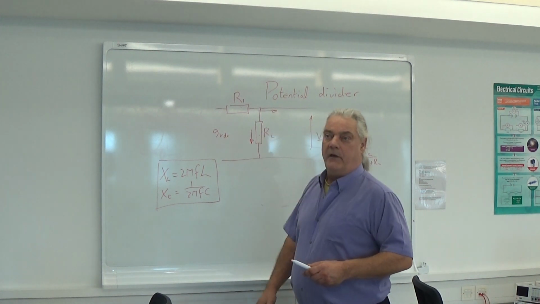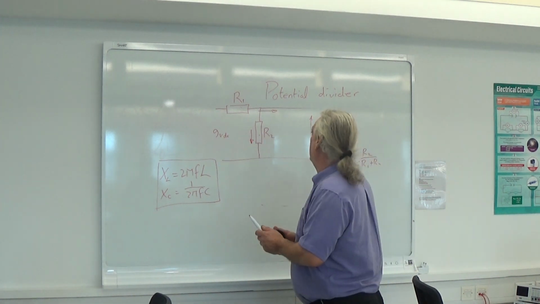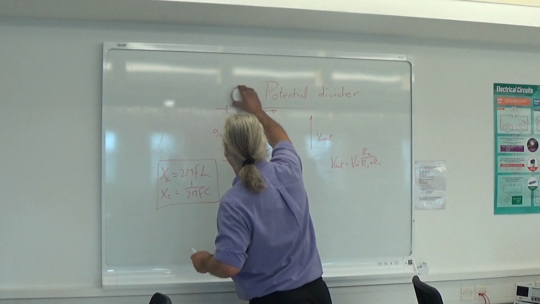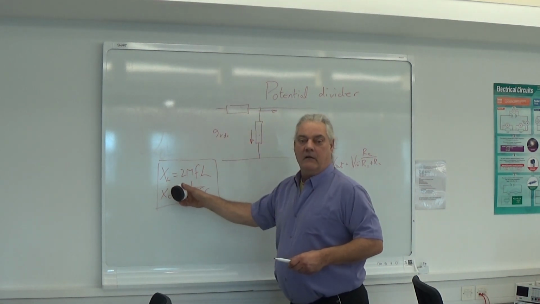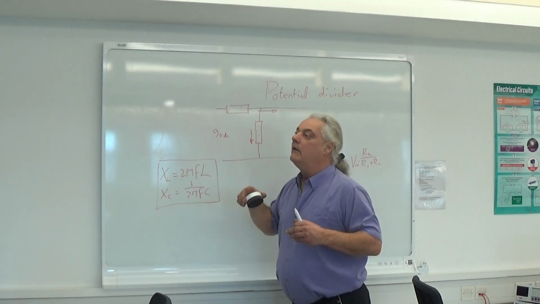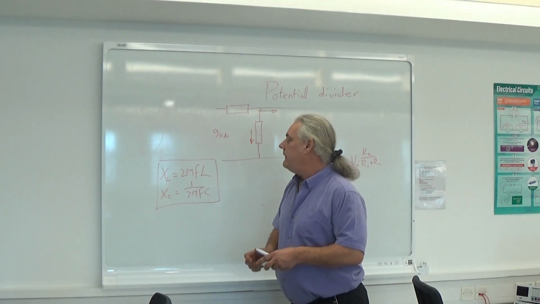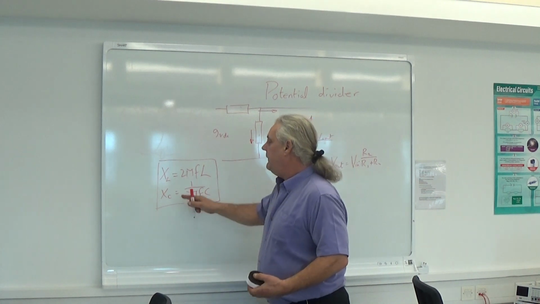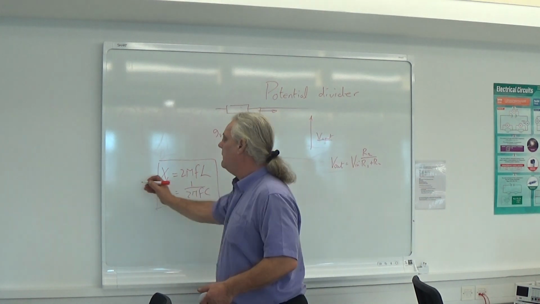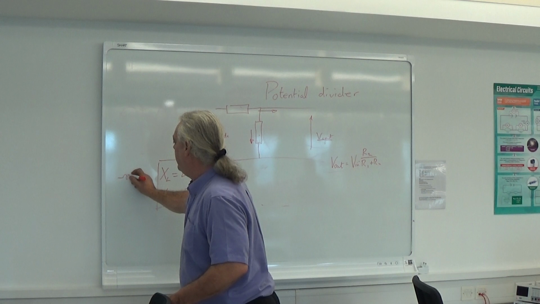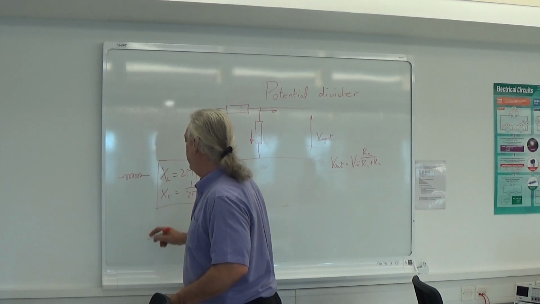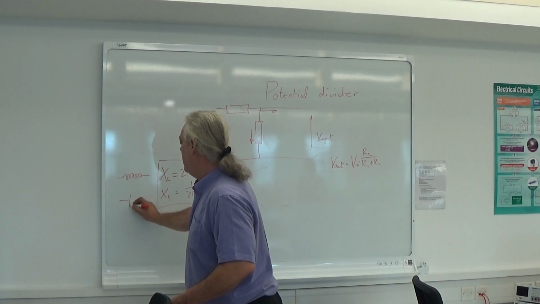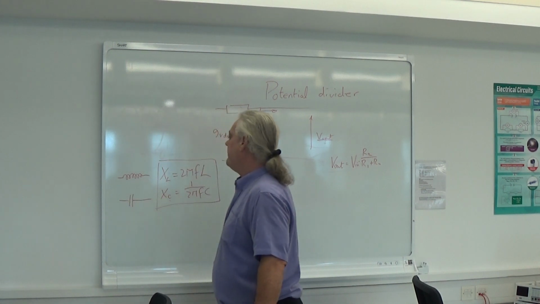So you've got a potential divider, right? Now we said that these can be impedances rather than resistors. In other words, they change according to frequency. Well, in this particular case, XL, that's an inductor, which is just a coil of wire. And in this particular case, XC, that's a capacitor. Like so.